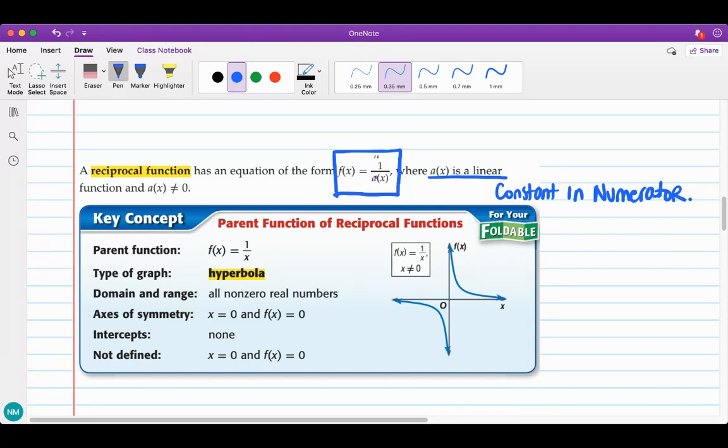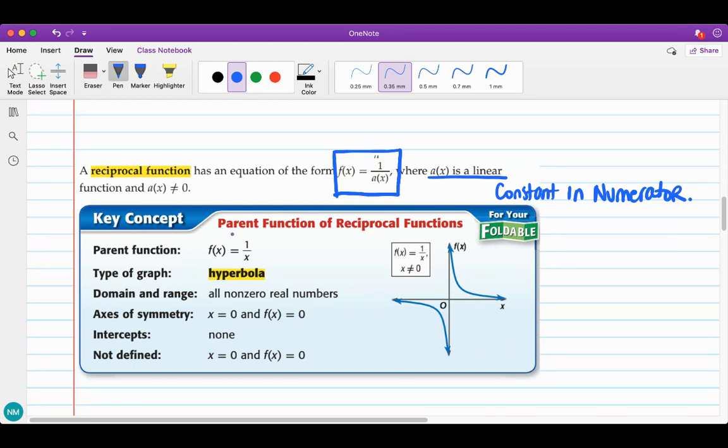And we are going to talk about it later on. We're going to be able to add numbers to it later on. But for right now, this is at its most basic definition: y equals 1 over a linear function. Okay? Now, this is what the graph of a reciprocal function looks like.